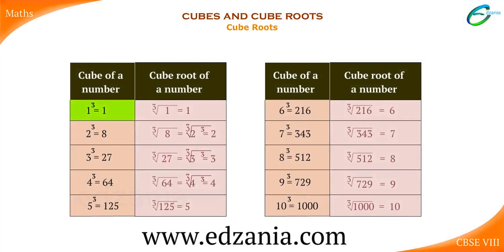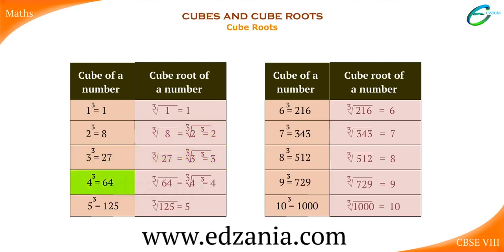The cube of 1 is 1. The cube root of 1 is also 1. The cube of 2 is 8. The cube root of 8 is cube root of 2 cube, which is nothing but 2. The cube of 3 is 27. The cube root of 27 is cube root of 3 cube, which is nothing but 3.